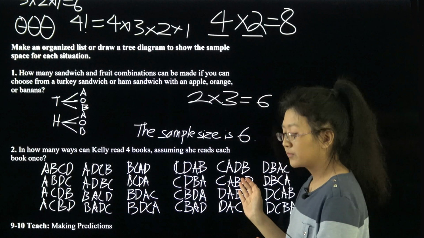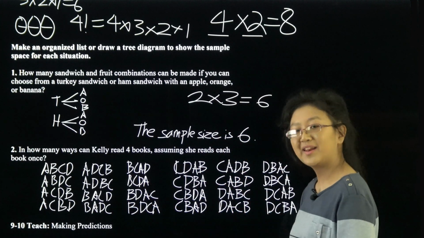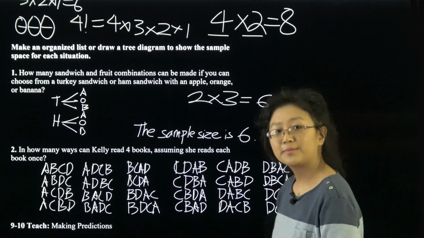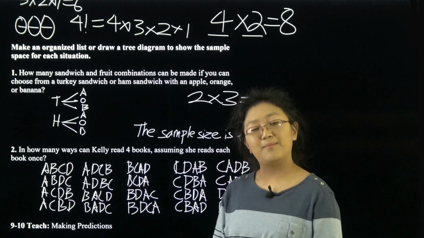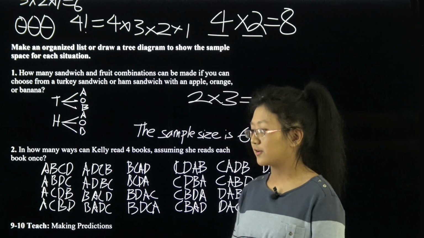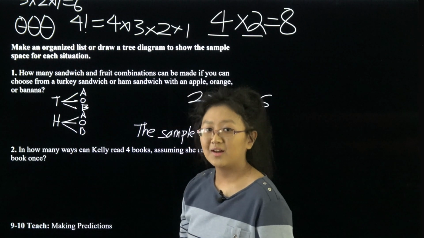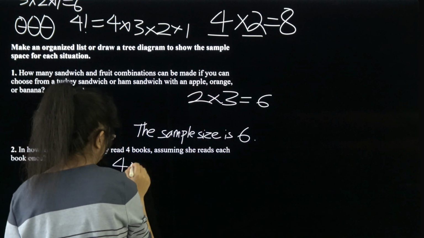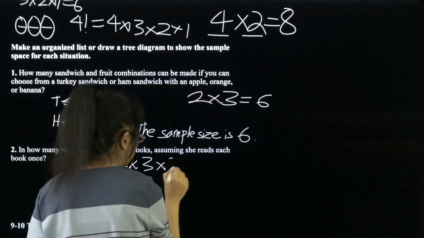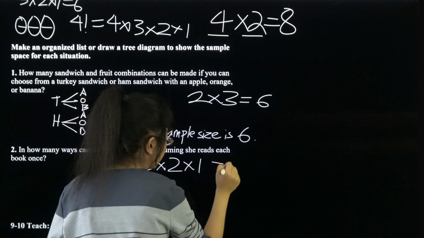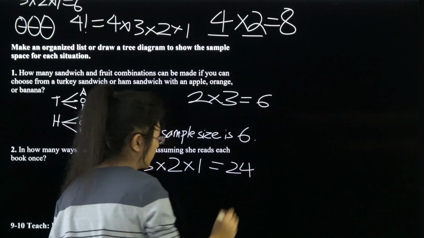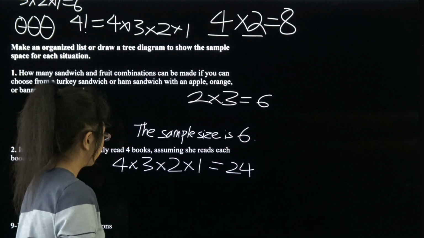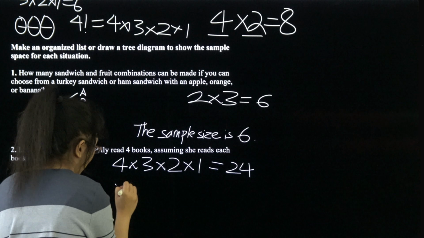I'm back with this wall of combinations. That's 24 combinations. It would have been much, much easier if we used the factorial method, because 4 times 3 times 2 times 1 equals 24. Just like the number that we counted, except this takes so much less time. Now let me explain why this is the case.